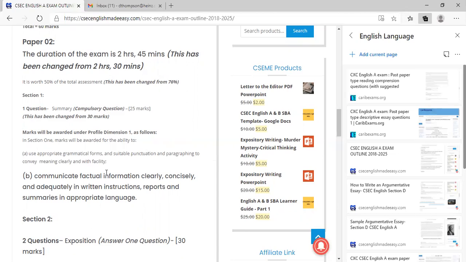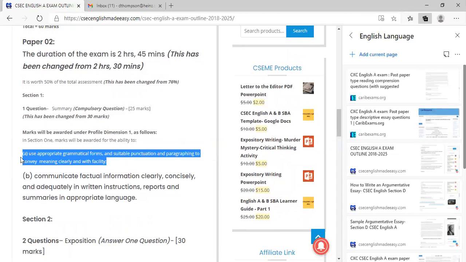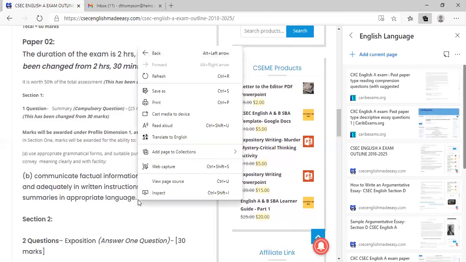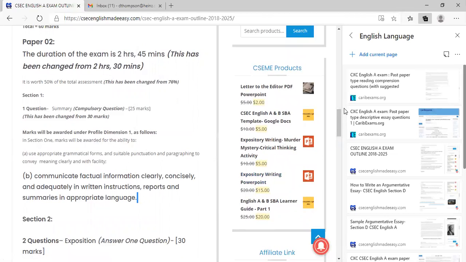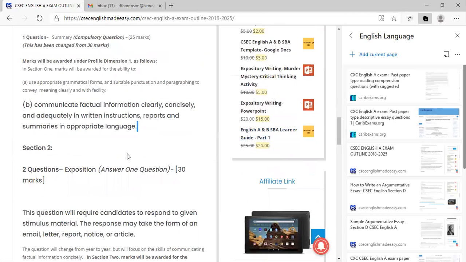You're summarizing. Then the next point is that we're going to look at the summary itself, where you talk about the factual information clearly and concisely, and you use it in a written instruction. So A will carry most of the weight, and then B now, which is the summary, carries a little bit less. Then now section 2, as I said, was where you write a report or a minutes question.